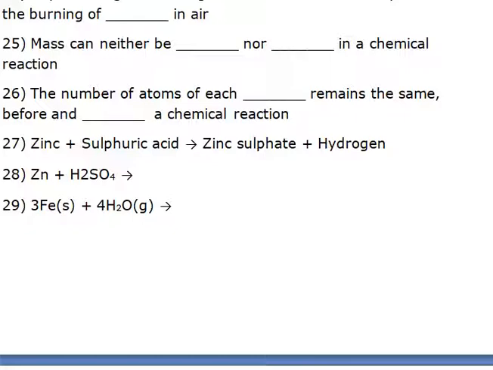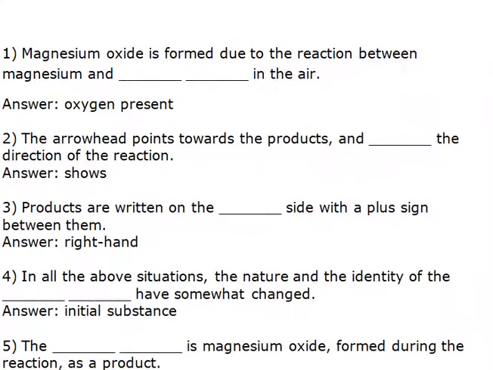So let's move on to the answers with question number 1. The answer for question number 1 is: magnesium oxide is formed due to the chemical reaction between magnesium and oxygen present in the air.